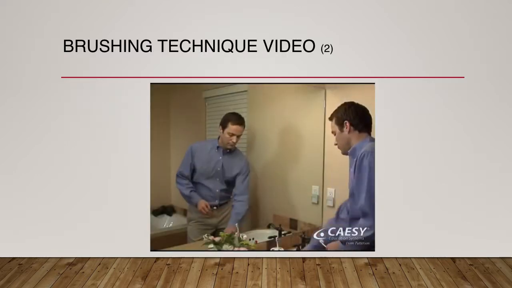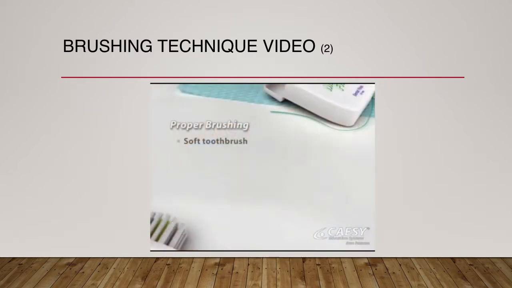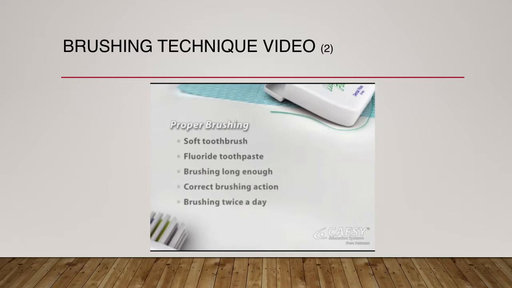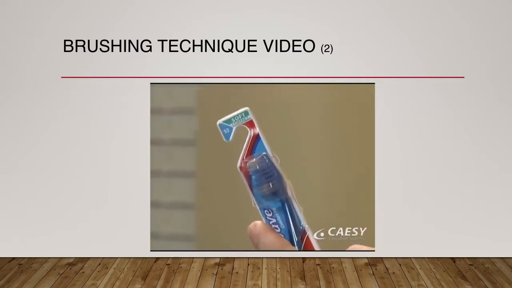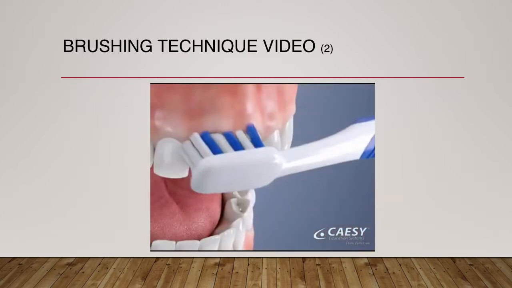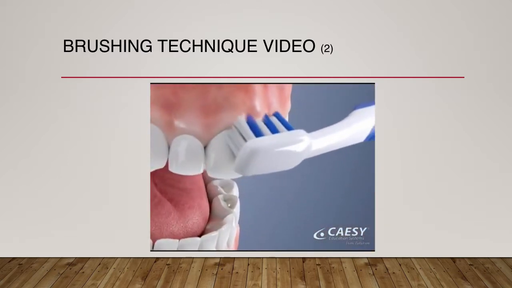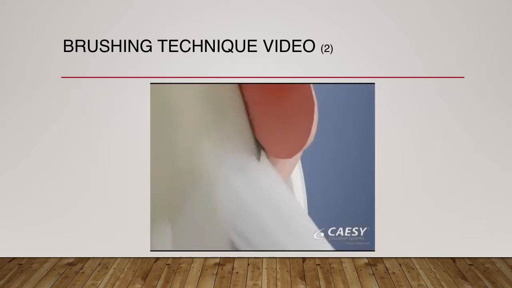Proper toothbrushing involves 5 things: a soft toothbrush, toothpaste with fluoride, brushing long enough, the correct brushing action, and brushing at least twice a day. You can use a manual or electric toothbrush. Just make sure it has soft bristles. Soft bristles are kinder to your teeth and gums, and they make it much easier to remove the plaque below the gum line, where gum disease starts.